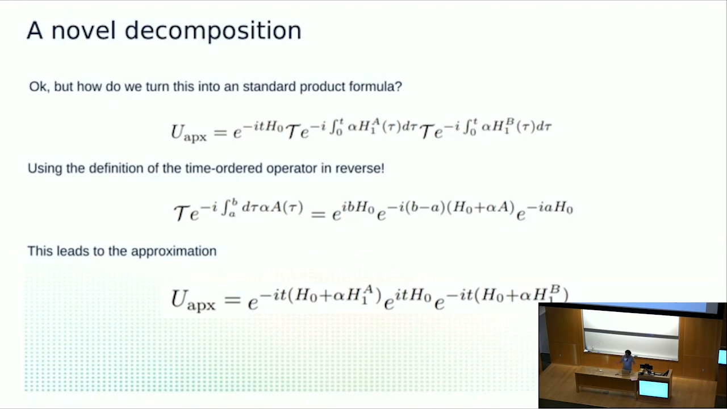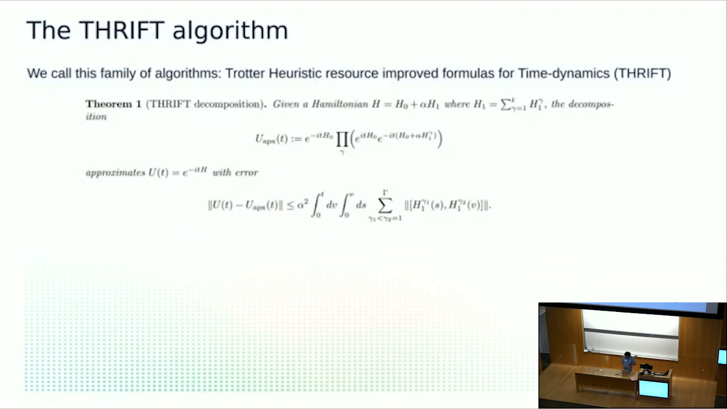So that's it, very simple. And the point is that this new decomposition, we just proved before, you didn't know this, but we just proved that this decomposition has an error that actually goes like alpha squared instead of alpha. So this is what essentially can be generalized to having many different summands, and that's what we call the thrift algorithm, which is a very playful name for Trotter heuristic resource improved formulas for time dynamics.